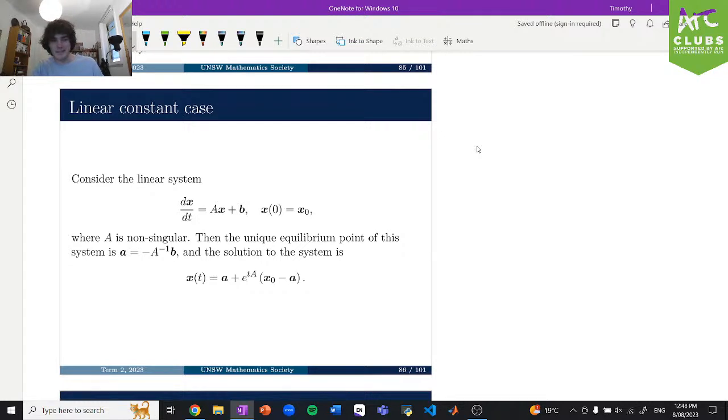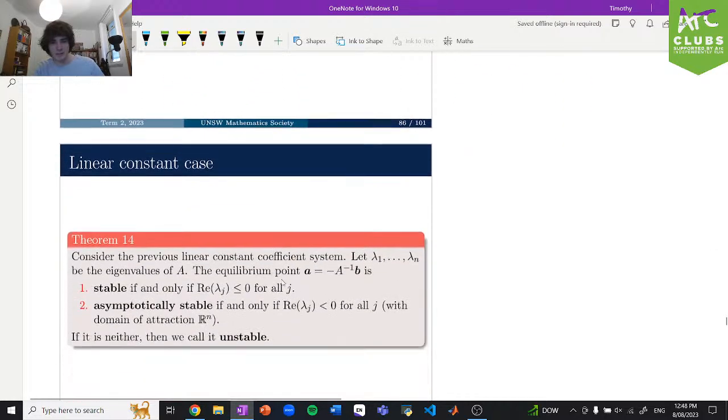So let's consider the linear system dx/dt equals Ax plus b, where A is non-singular, i.e. A doesn't have determinant equal to 0. Then the unique equilibrium point, i.e. A is invertible, is given by x equals minus A inverse times b, and the solution to the system is given by this, which brings us to our lovely variation of coefficients stuff.